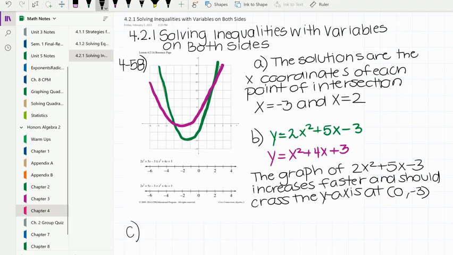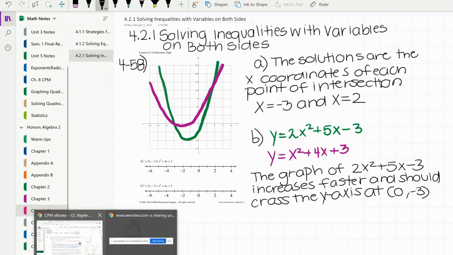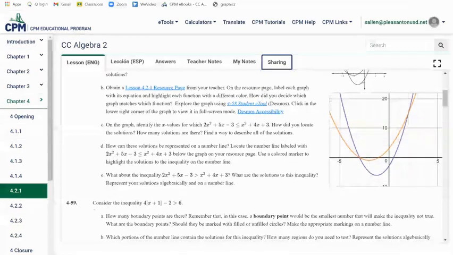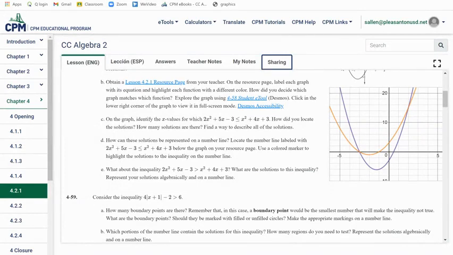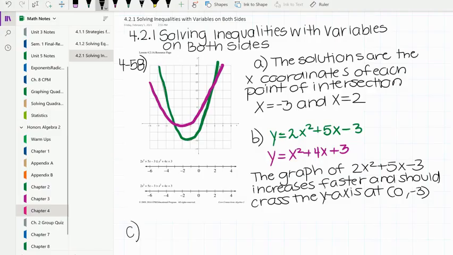Okay, so let's go ahead and move on to C. For part C, it says, on the graph, identify the x values for which 2x squared plus 5x minus 3 is less than or equal to x squared plus 4x plus 3. Okay, so we're only talking about the x values. So basically, when does the green graph have smaller values than the purple graph?